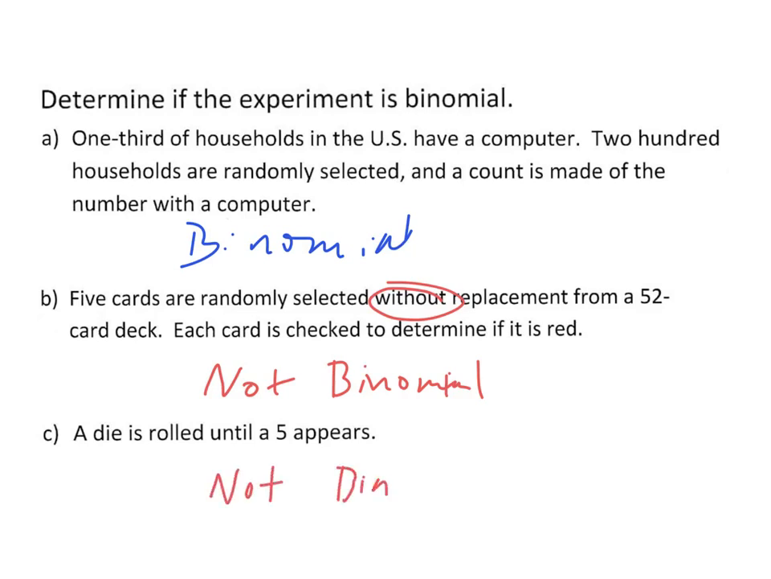Independent trials though, right? Yes. So if we would have said a die is rolled 10 times, and we wanted to know how many times 5 appeared, that would be one thing.